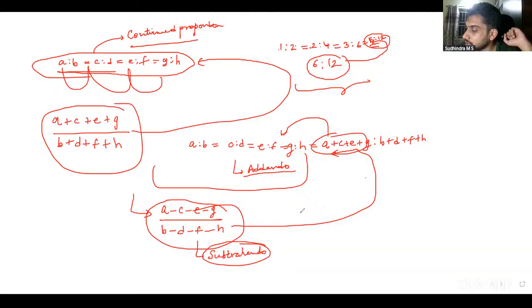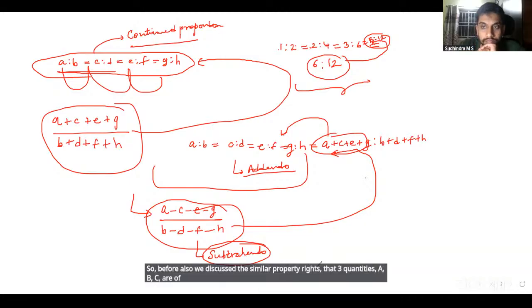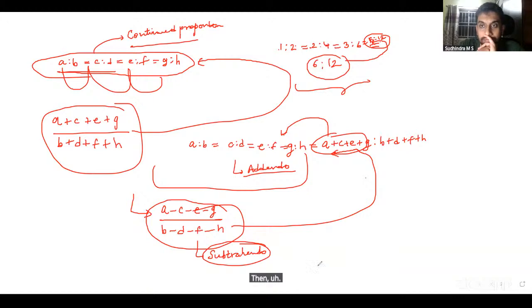Is also in the same proportion. Yes, Hannah. Before, we also discussed a similar property, right? If three quantities A, B, C are of the same kind, then A is to B equals B is to C. It is also a continuous proportion.